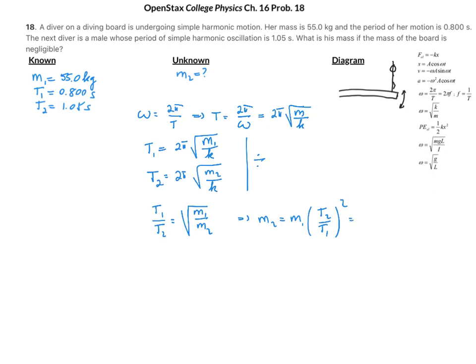So when I plug in the numbers, I have mass 1 is 55.0 kilograms, T2 is 1.05 seconds, T1 is 0.8 seconds, quantity squared. So plugging those numbers in our calculator gives us the mass of the second diver to be 94.8 kilograms.